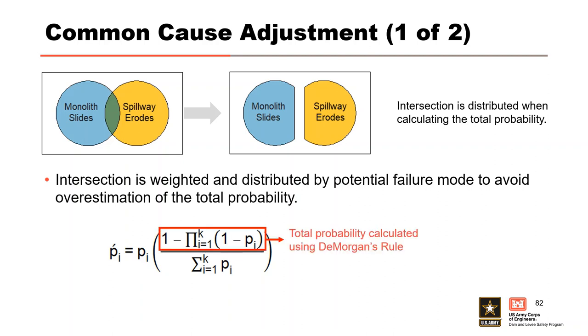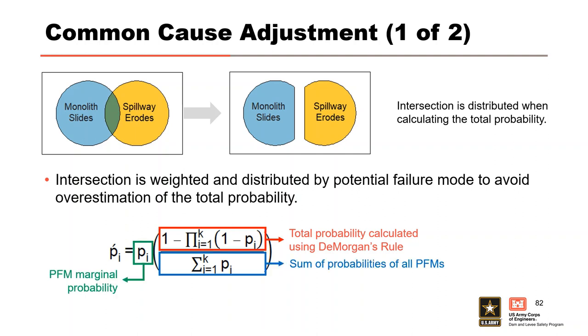First, the total probability is calculated using De Morgan's rule. That probability is multiplied by the probability of the given failure mode and then divided by the sum of all potential failure modes.